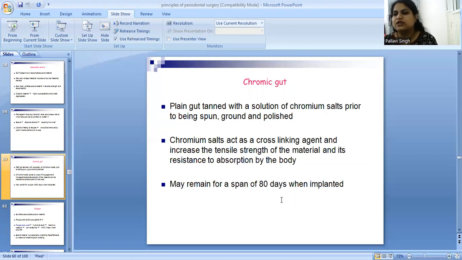Okay, so you can see that when we use the chromic gut suture material, it can be there in the body for 80 days. And the chromium salts act as a cross-linking agent, which increases the tensile strength of the material.